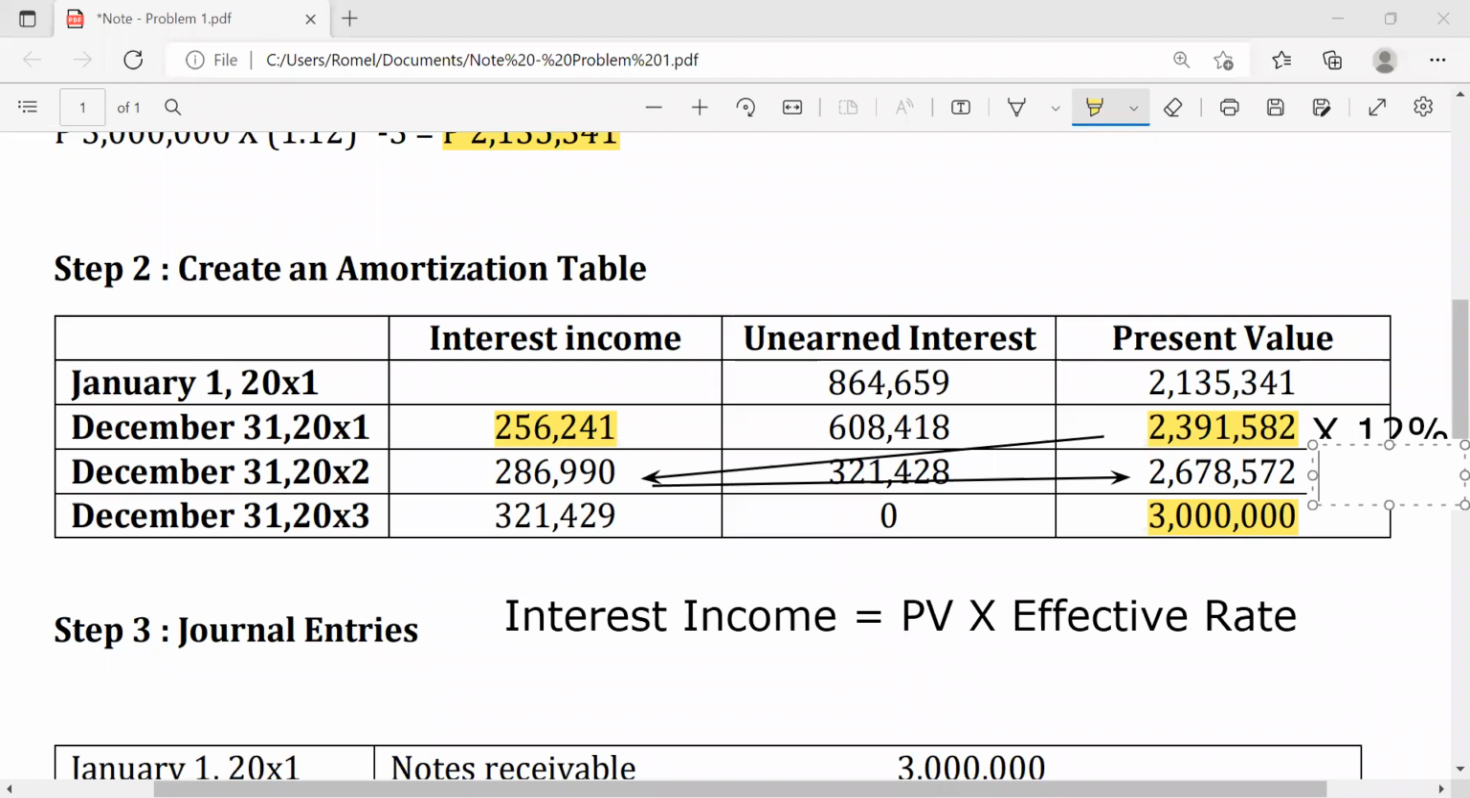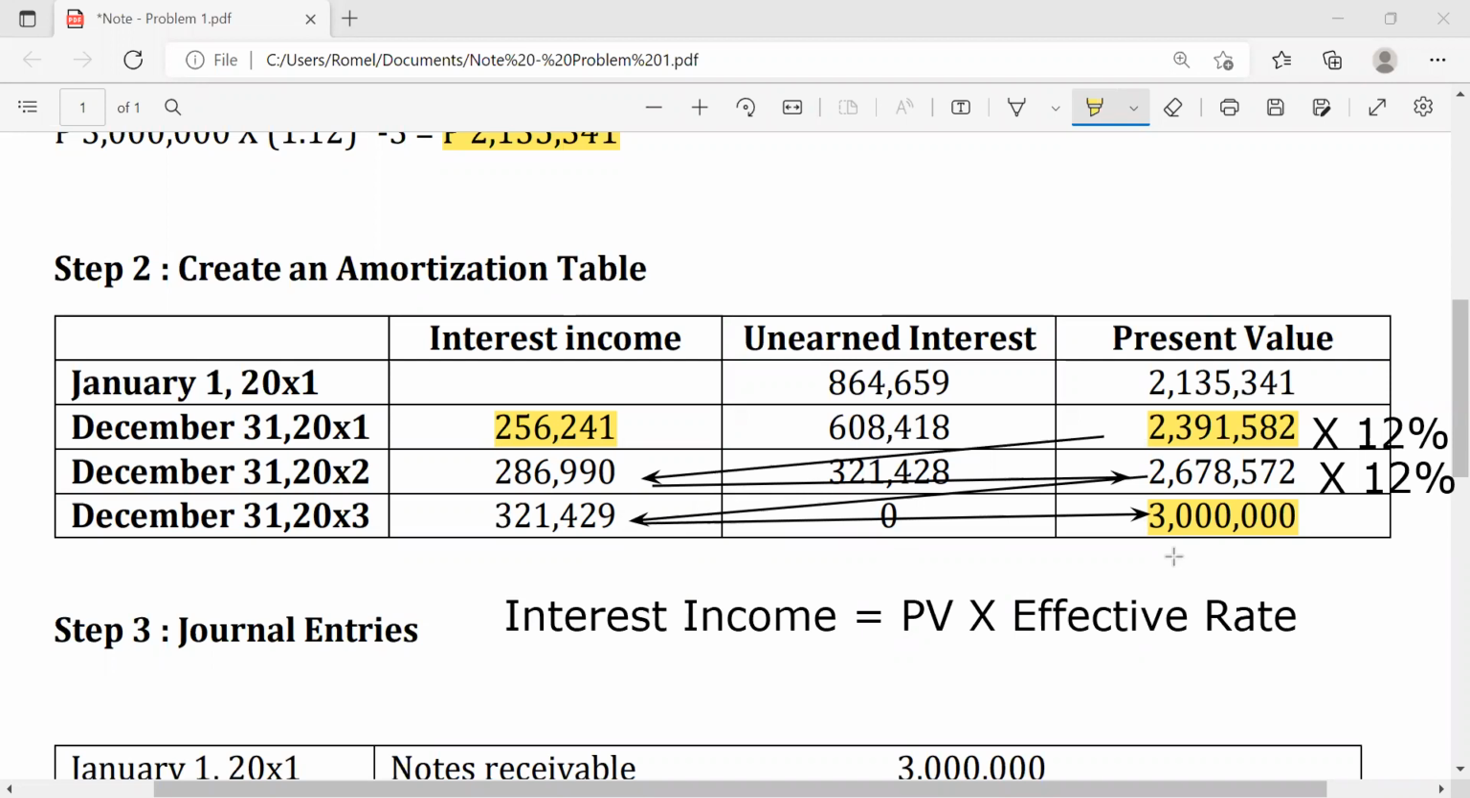Yung 2,678,572, we will multiply this by 12%. So the answer is 321,429. And again, pag i-add natin ang 321,429 plus 2,678,572, we will arrive at 3 million pesos.